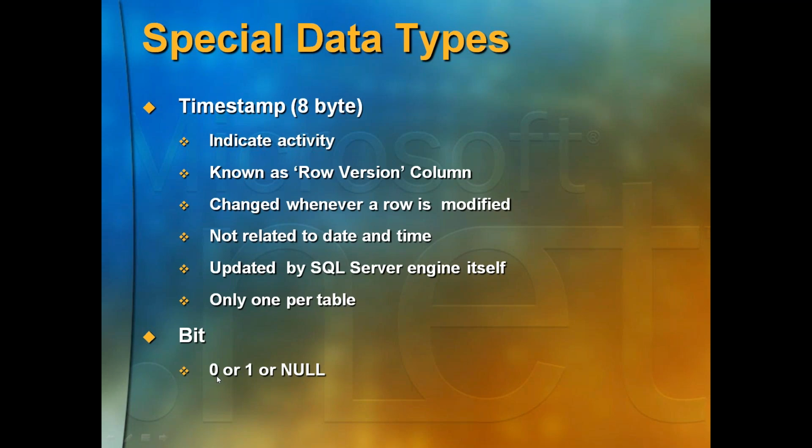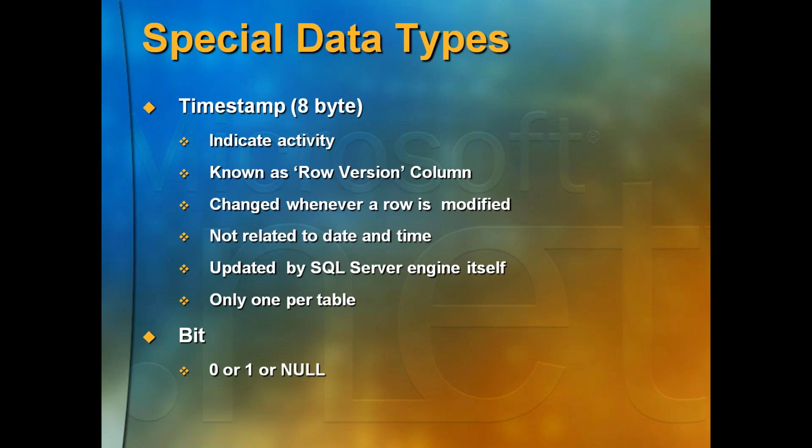Bit can be either 0 or 1 or null. Bit means, say, I wanted to know whether you're married or single. Bachelor, yes or no. Are you a smoker? True or false? Are you vegetarian? True or false? I wanted to know this kind of data, gender, are you male, true or false. If you wanted to store true or false, that is what is called bit data.